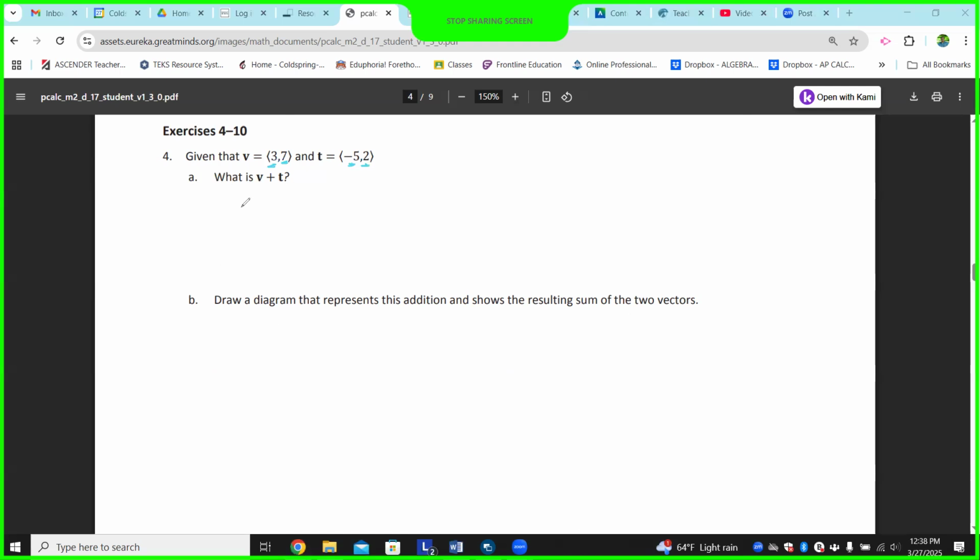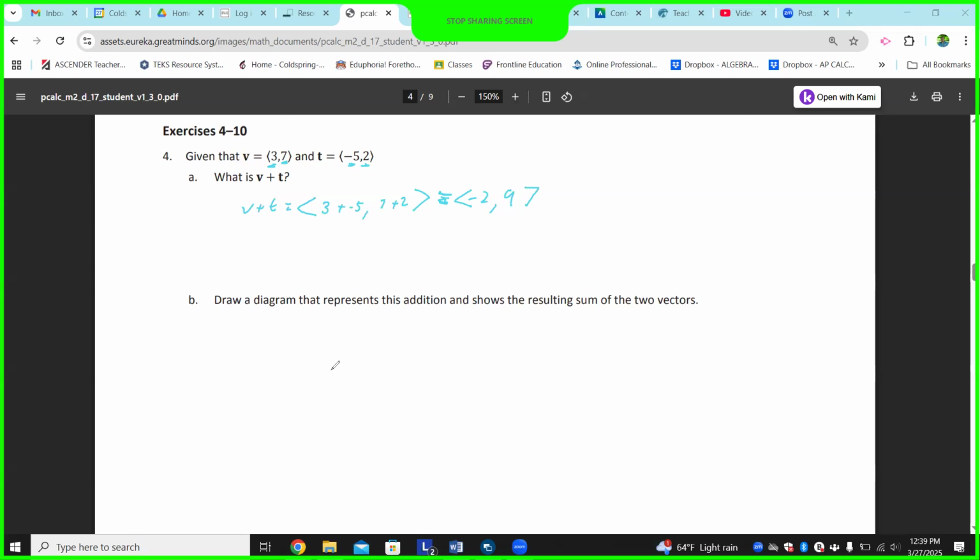So to figure out what v plus t is, I would simply just do 3 plus negative 5, comma, 7 plus 2. No, you don't have to write this out. I'm just showing you what you're doing. So 3 plus negative 5 is negative 2, and 7 plus 2 is 9. I'm good with that straight up as the answer if you know that that's what you're adding. All right, then part B just simply says, now draw a diagram that represents this addition and show the resulting sum of the two vectors.